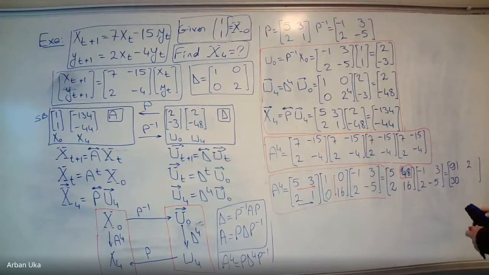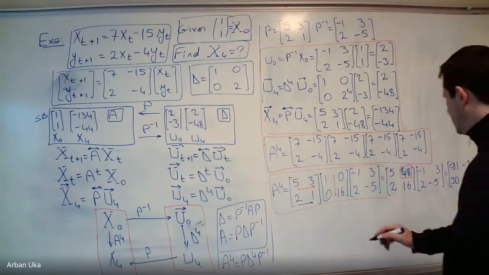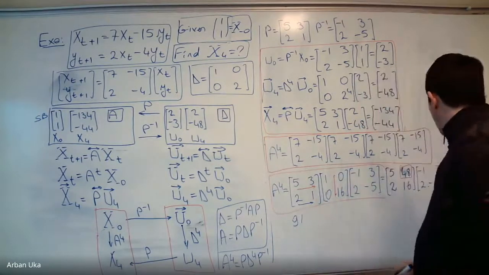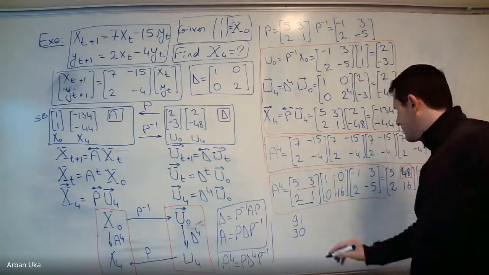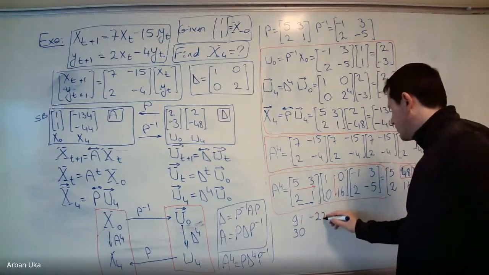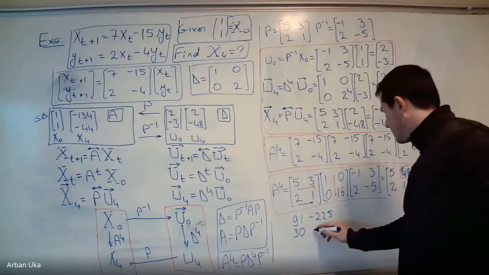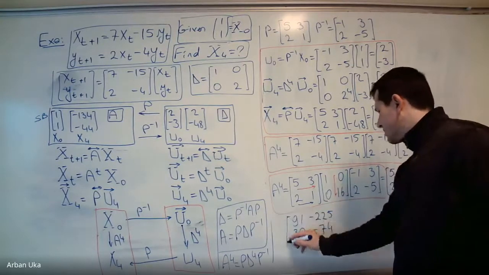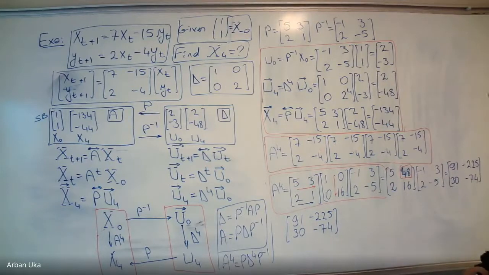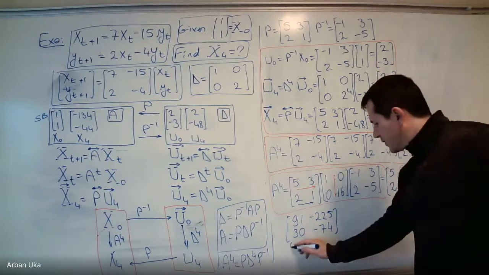So here minus 225, and then we have here that 16 times minus 5, this is minus 80 plus 6, minus 74. Okay, so this is A to the power 4, and A to the power 4, this is 91 times 30. I'm sorry, this is 30 minus 225, minus 74. This is the A to the power 4. We multiply this one, let's not forget what this is. This is A to the power 4, right?